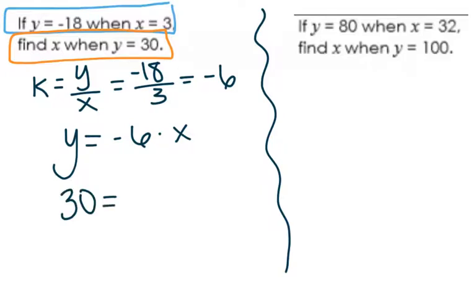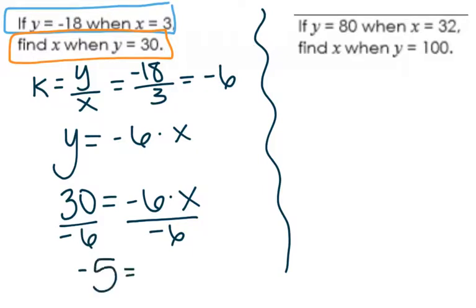So I'm going to replace that y with 30. And I'm going to try to get x by itself. So the way I get rid of multiplying by 6 is to divide both sides by 6. So this is negative 5 equals x. So if you haven't noticed, they're pretty much the exact same problems, the same process. They just look a little different.